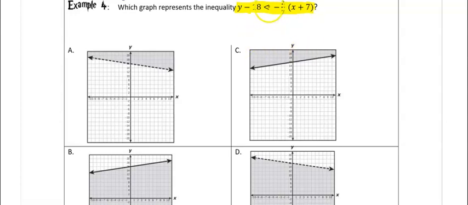So before we even solve anything or solve for y, let's take a look at that inequality sign. It tells us, right, first off, that our line is not going to be solid. It's going to be dashed. So immediately we can already cancel out that C and B answer option.